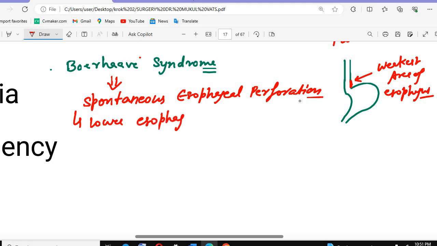It involves the lower esophagus, and it's mainly seen in elderly people, because in elderly people the esophageal parts again become weaker. That's why in elderly people Boerhaave syndrome is more common.